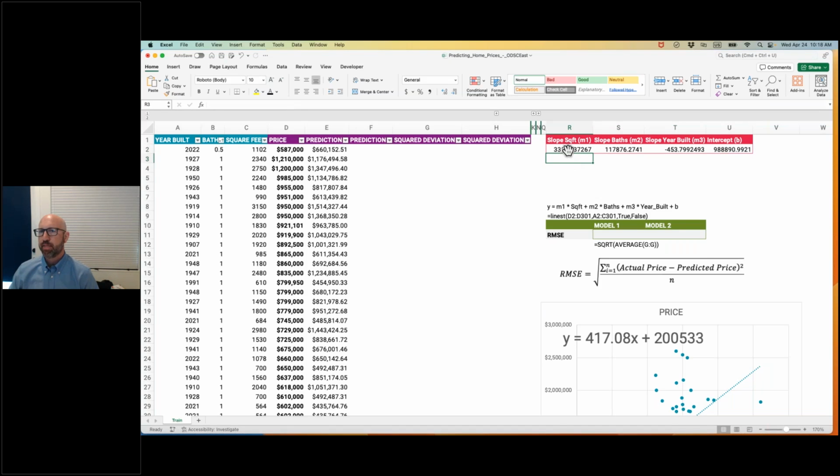This model tells me that for every square foot I add to the house, I increase the value by $335. Every bathroom that I add to the house increases the value by $117,000. That's a great investment. So if you have room to add another bathroom, I would suggest you consider doing that.